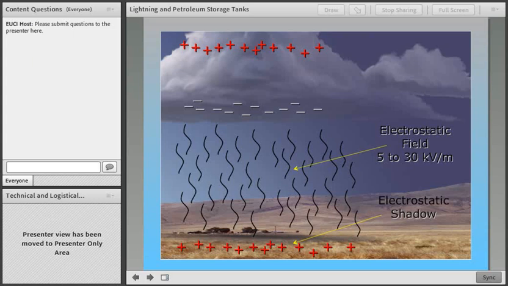In the thundercloud, the negatively charged ions tend to go to the bottom of the cloud, and the positive charge tends to accumulate at the top of the cloud. This negative charge at the bottom of the cloud induces or impresses what's called an electrostatic shadow on the surface of the Earth below the thundercloud. This creates an electrostatic field of between 5 and 30 kV per meter of elevation above the Earth.